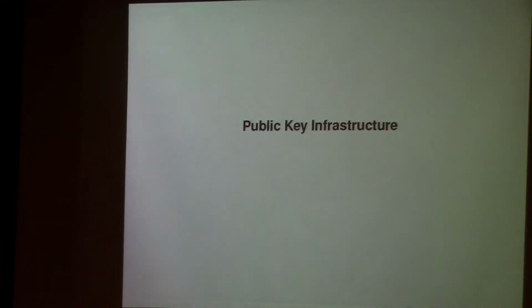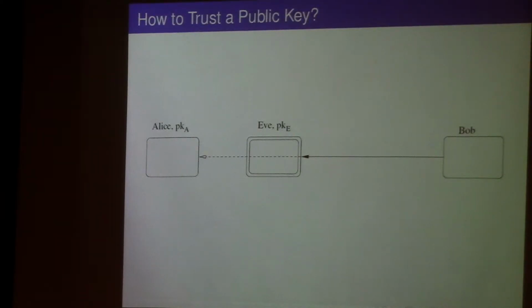Okay, now comes the issue of public key infrastructure. So how to trust a public key? As I mentioned, there is an issue. You can think of it as two ways, one in terms of encryption, the other in terms of signatures. So suppose Bob wants to send a message to Alice, encrypt the message and send it to Alice. So Bob will be using Alice's public key, PKA.